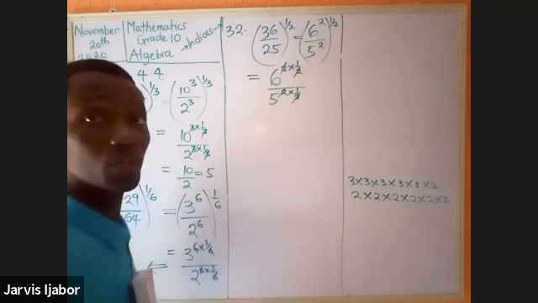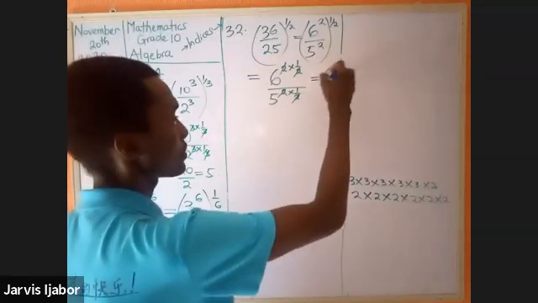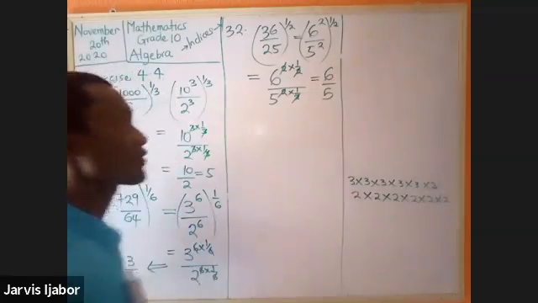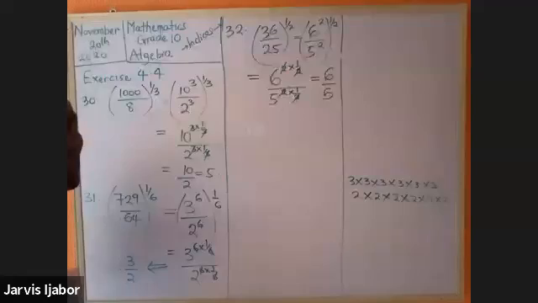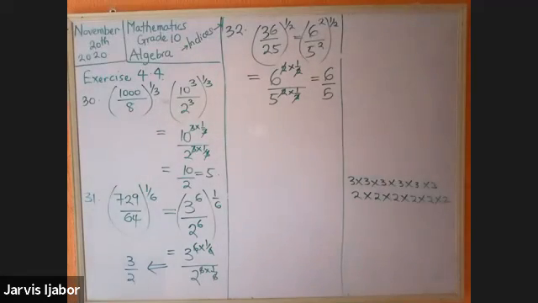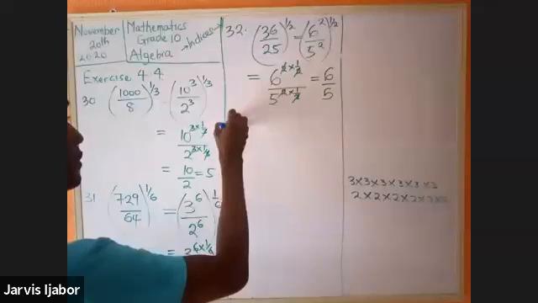With relevant calculations, your answer becomes what? 6/5. So that's for question 32. So what about question 33?